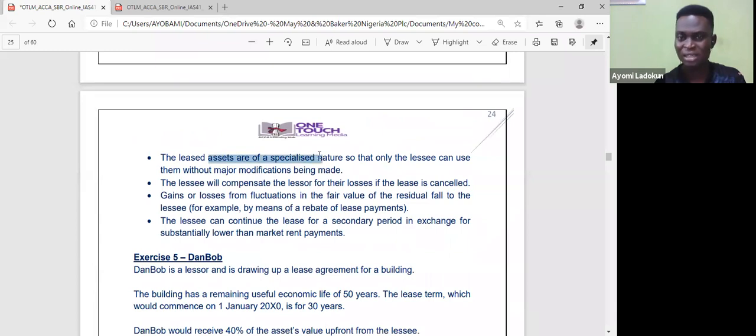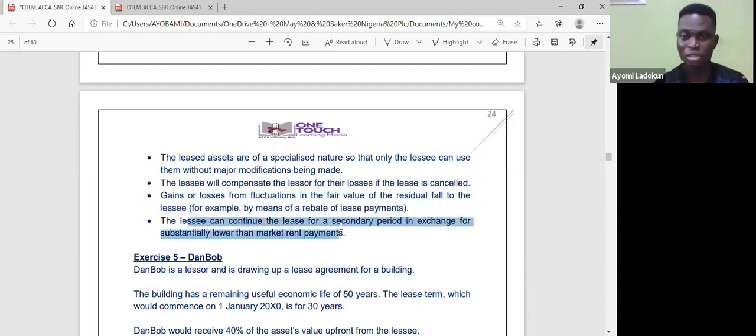Then the lease assets are specialized in nature, so that the lessee can use them without modification. Can you see? So you have them there, so you can just go through them. Then the lessee will compensate the lessor for their losses; gain and loss from fluctuation of the fair value of the residual fall to the lessee, for example, by means of a rebate in the lease payment.